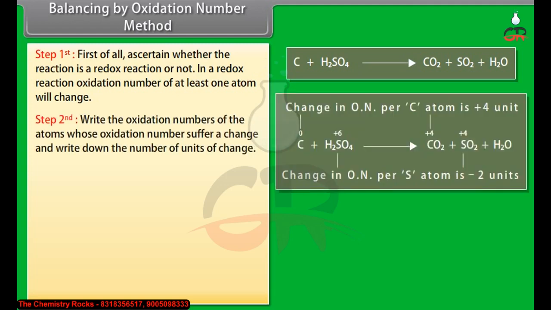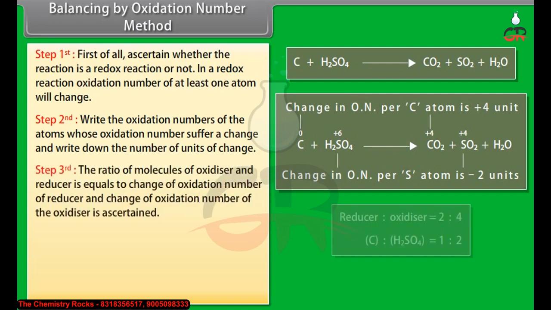Step second. Write the oxidation numbers of the atoms whose oxidation numbers suffer a change and write down the number of units of change. Step third. The ratio of molecules of oxidizer and reducer is equal to the change of oxidation number of reducer and change of oxidation number of the oxidizer is ascertained. If the ratio is not a simple one, make it simple.